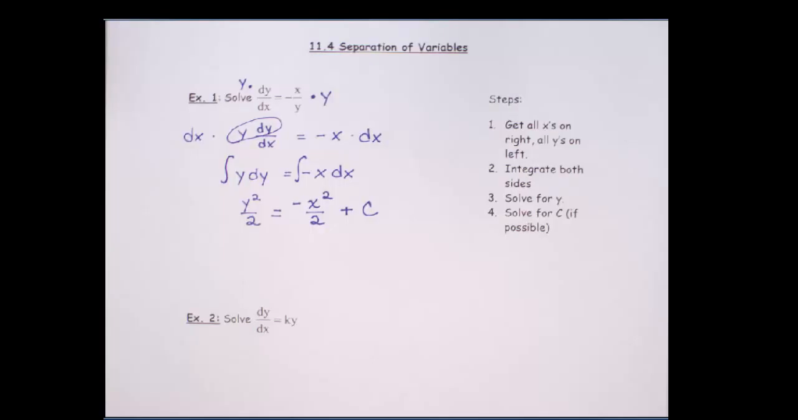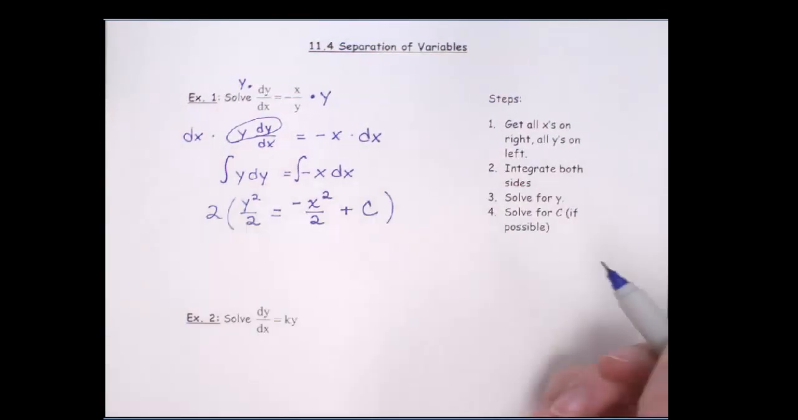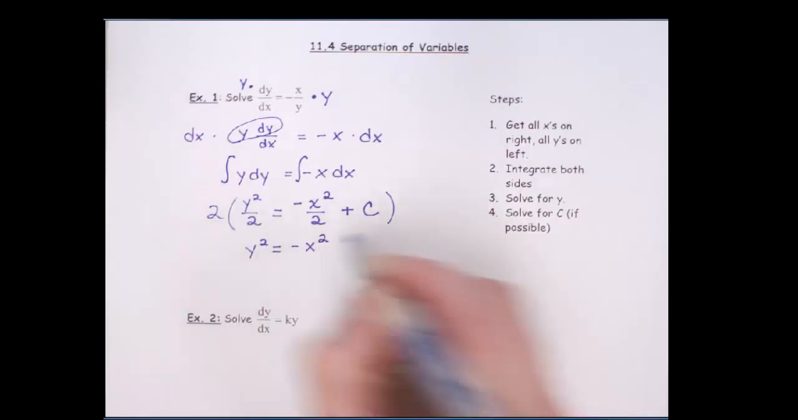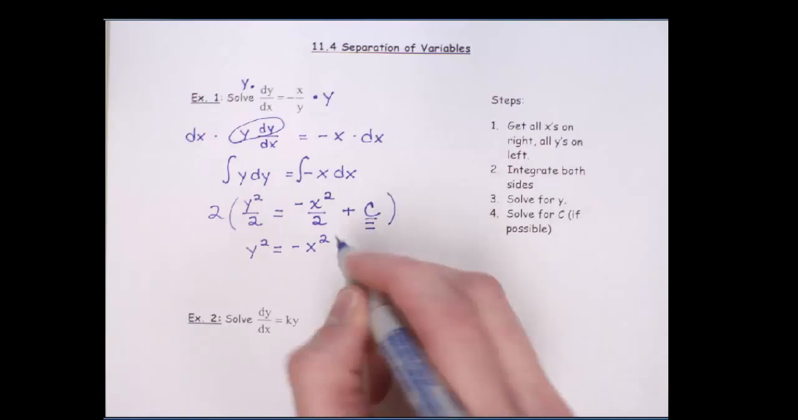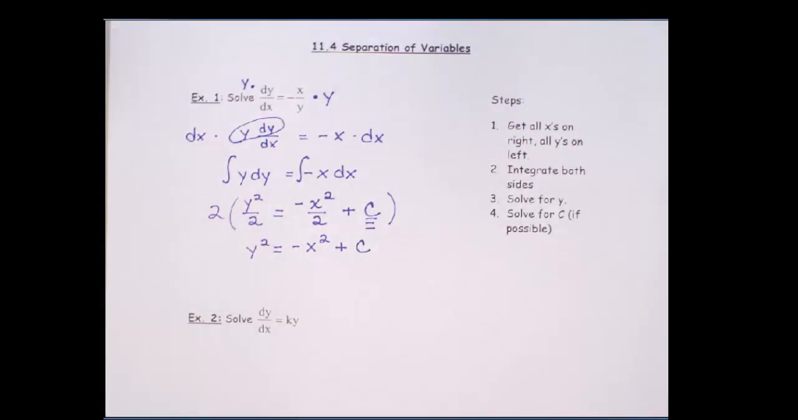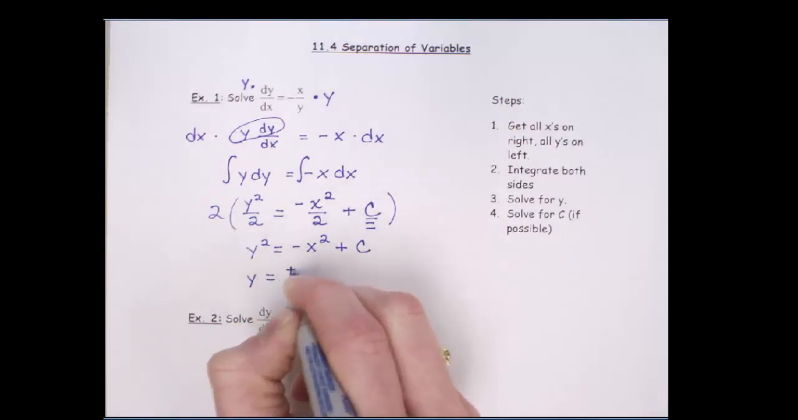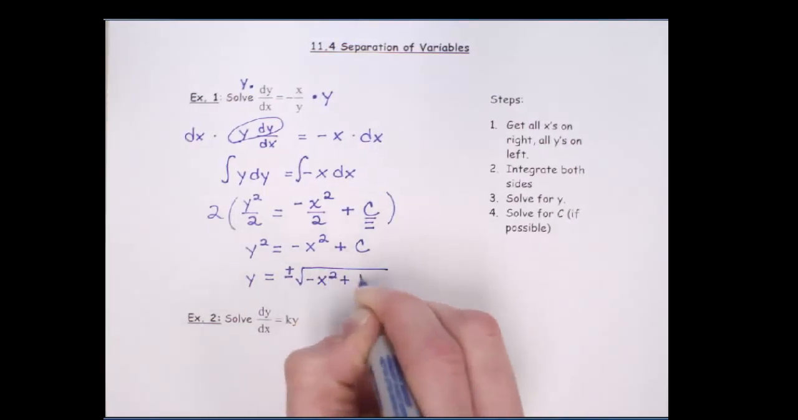And then the last step is to solve for y. So I'm going to multiply everything by 2 to clear out the over 2's. So I get y squared equals negative x squared. And now c represents any number. So if I take 2 and I multiply it by any number, I get back any number. So I'm not going to put plus 2c. I'm just going to put plus c. And then the last step to get y by itself is to square root. So I'm going to use a plus or a minus because I'm square rooting. Negative x squared plus c.